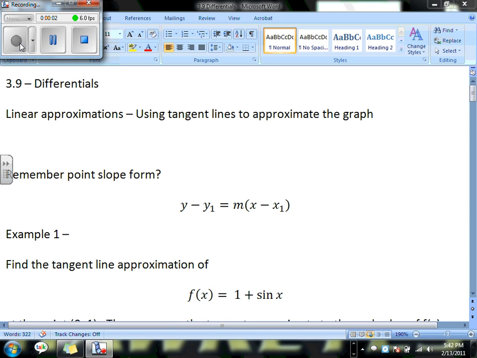3.9, we're talking about differentials. And to start out, to describe what differentials are, we're going to talk about linear approximations. What linear approximations are is we can use a tangent line to approximate where a point is on the graph. And that only makes sense. A tangent line is a line that meets our graph and hits it only at one spot.